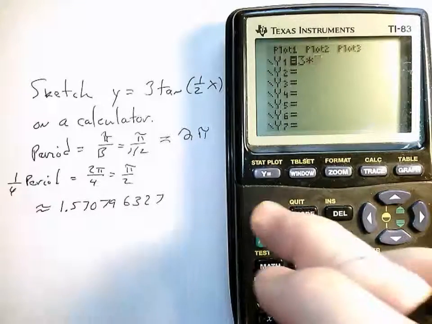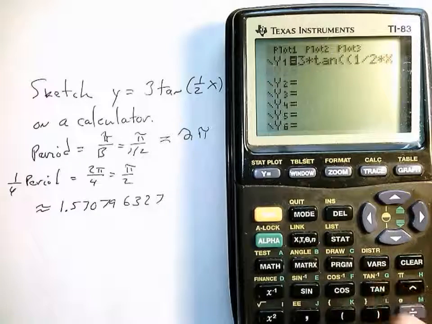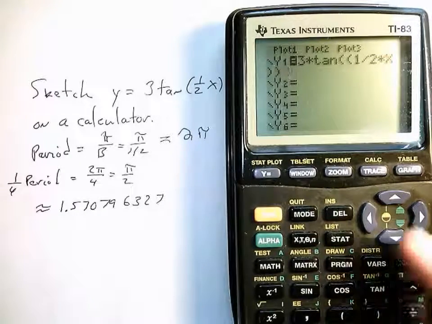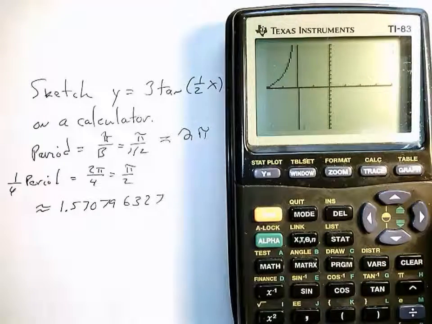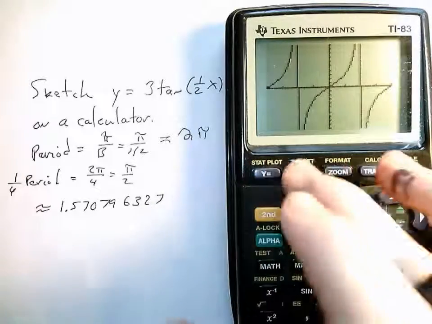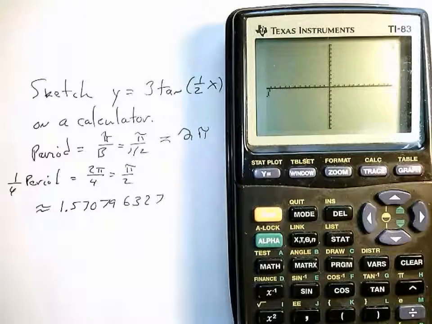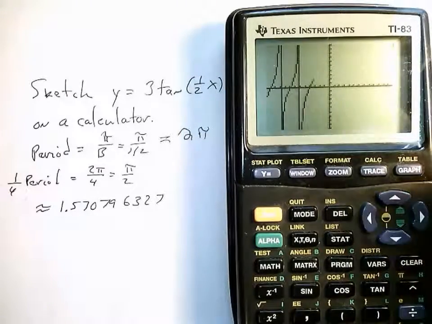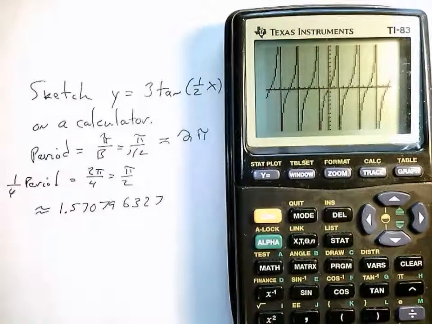So I have 3 times tangent of 1 divided by 2 times x, and maybe I want to graph this. Well, I just graphed this, but I wanted to change my window here and say, what if I go from, say, negative 20 to 20 on my x's? Then you can see we have all these periods of this tangent function going on.